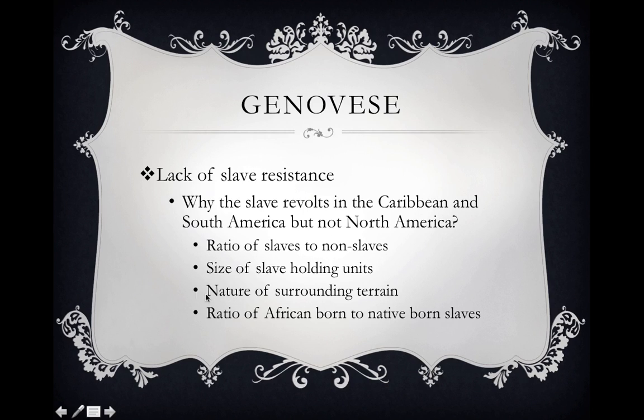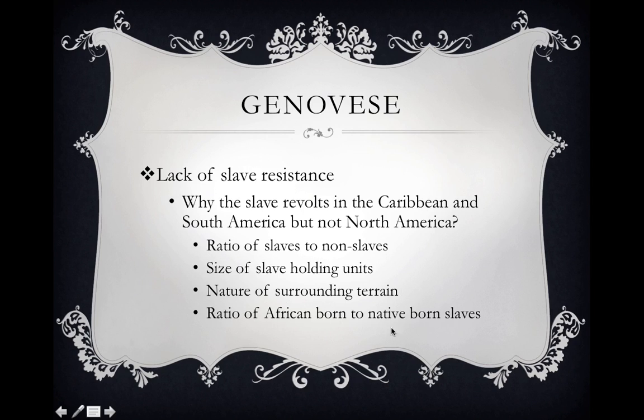Also, the Caribbean's surroundings and terrain led to more slave revolts. It's a mountainous region with jungles, so if you were to have a slave revolt and run off and try to get away from your captors, it's much easier for individuals to hide in the Caribbean versus in North America. So that increases the likelihood.